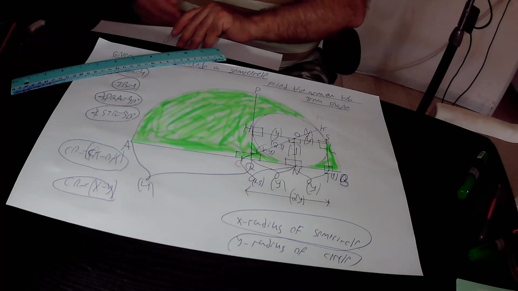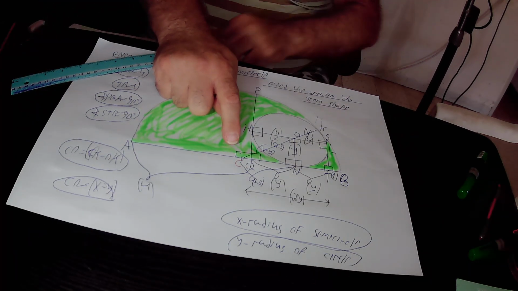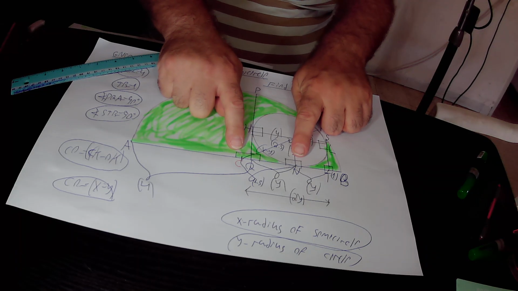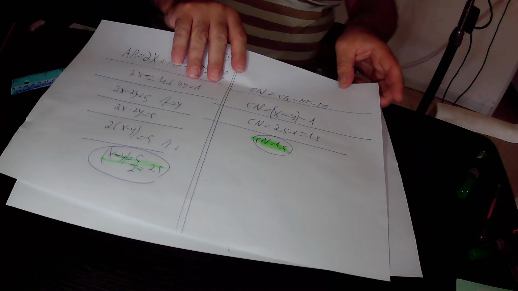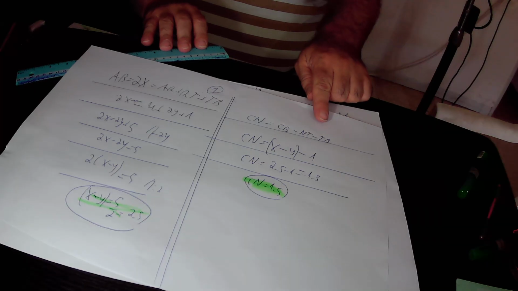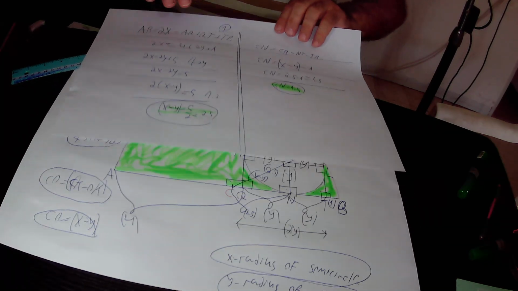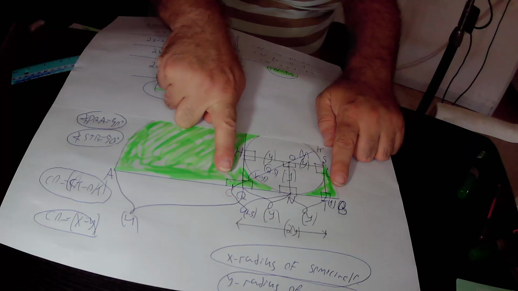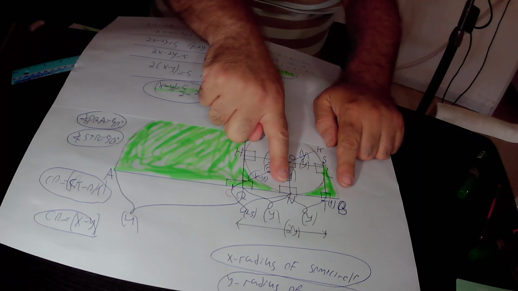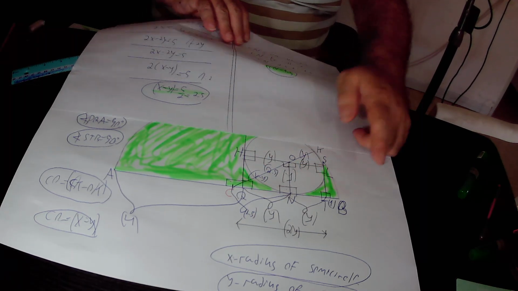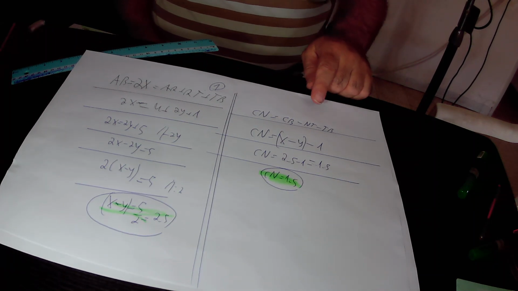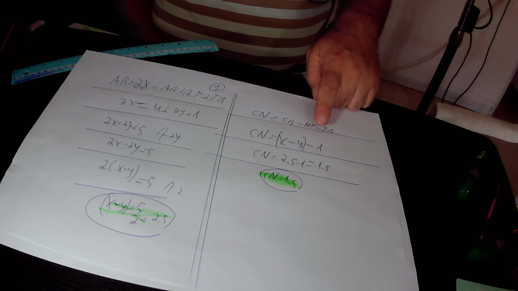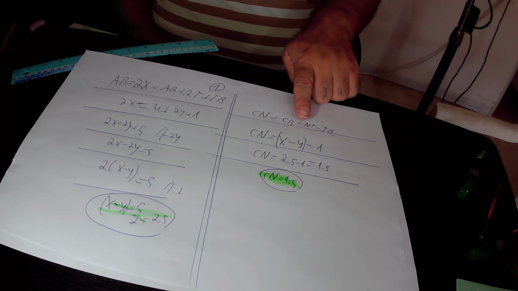What is the length of this line segment CN? From the drawing, it is very easy to see that CN in total equals CB minus NT minus TB. So CN equals CB. CB is the radius of the semicircle, that is x, minus NT, that is y, minus TB, that is 1. So in total, CN equals x minus y minus 1.